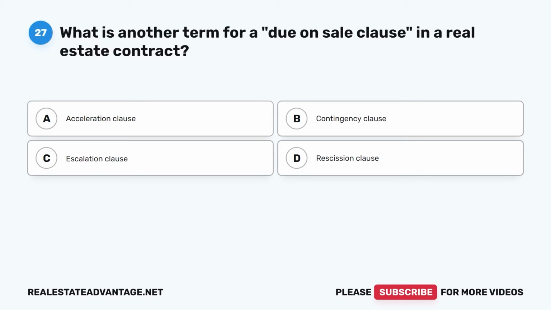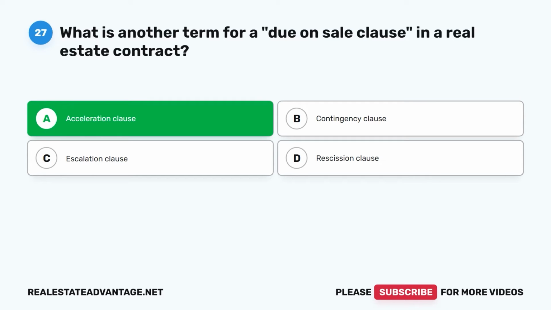Question 27. What is another term for a due-on-sale clause in a real estate contract? A. Acceleration clause. B. Contingency clause. C. Escalation clause. D. Rescission clause. The correct answer is A.